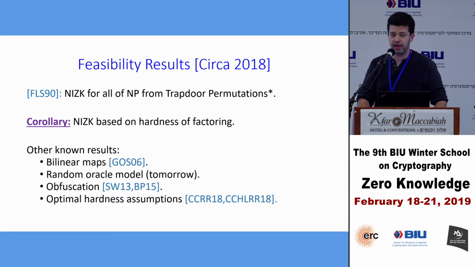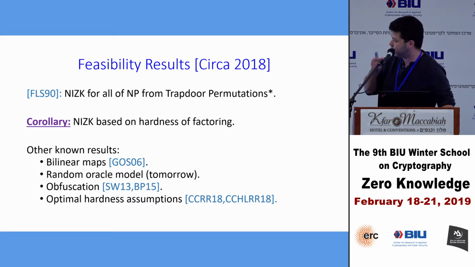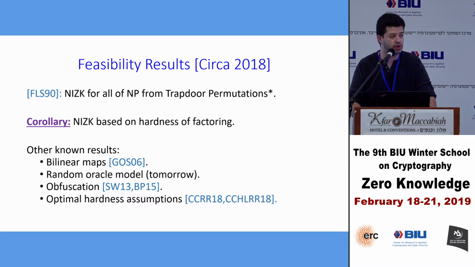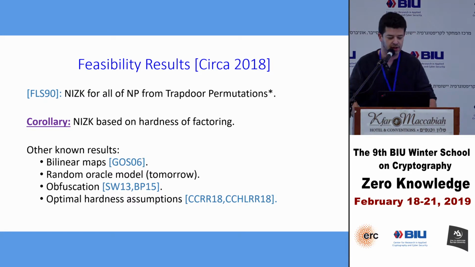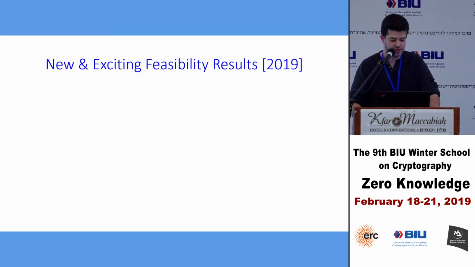Let me mention some other known results from back in the day, in 2018. So from bilinear maps, Groth, Ostrovsky, and Sahai can build this. Tomorrow we'll see a result in something called the random oracle model, which is not the CRS model that I defined today. It's related but different. We'll see that tomorrow. Based on very strong assumptions related to code obfuscation, we knew how to do this. And in a sequence of works that I was involved with, we can also do this from what we call optimal hardness assumptions. Again, very strong assumptions. So that was ancient history.